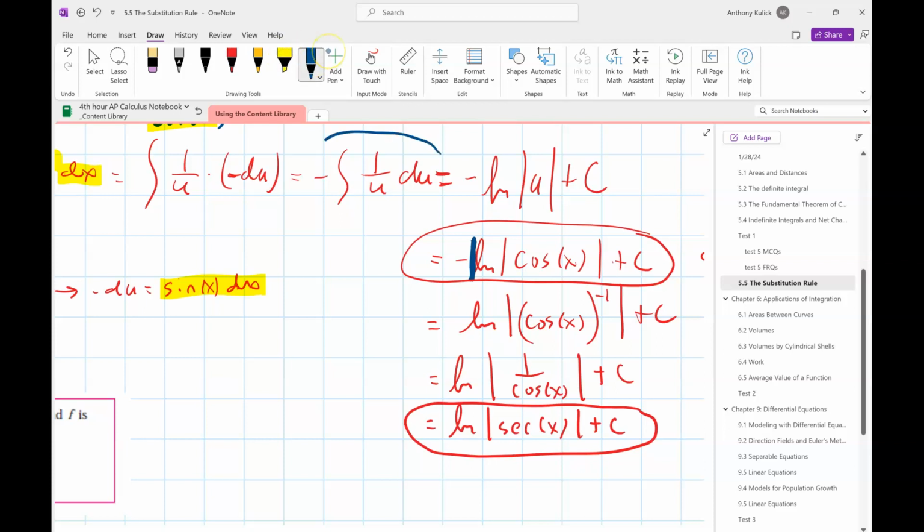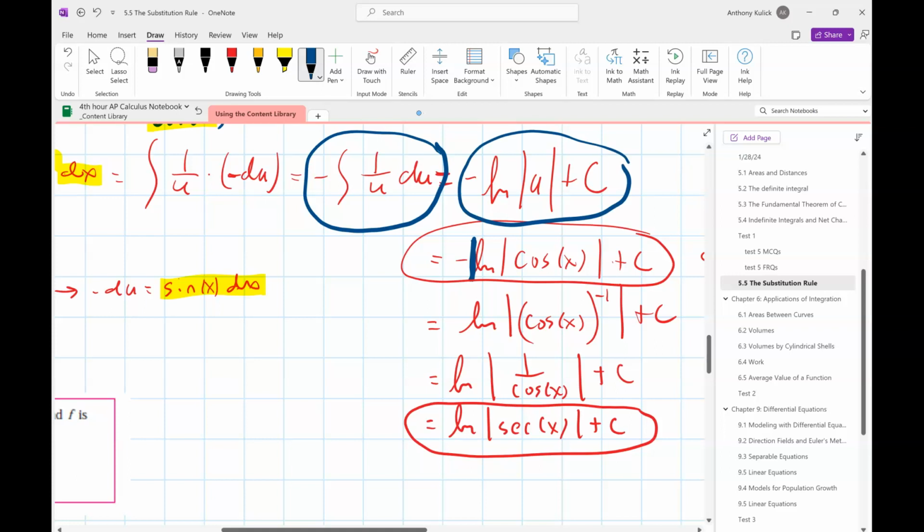Well, here I have the negative integral of 1 over u du. Here the integration is done. So the integral symbol and the du go away when I compute the antiderivative. And I get the plus c after the antiderivative is calculated.